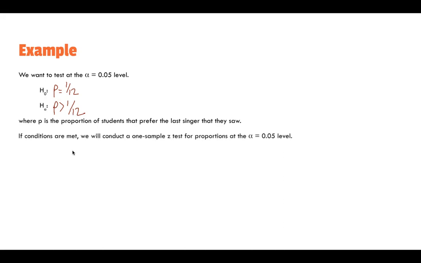Now we check our conditions. So if conditions are met, we will conduct a one sample z-test for proportions at the alpha equals 0.05 level. All right, now let's check our conditions. Random, yes. In fact, it was a random sample of 600 students. And not only that, also it was a random order.